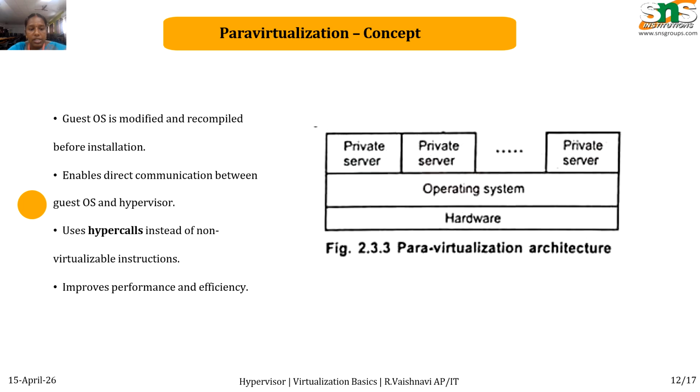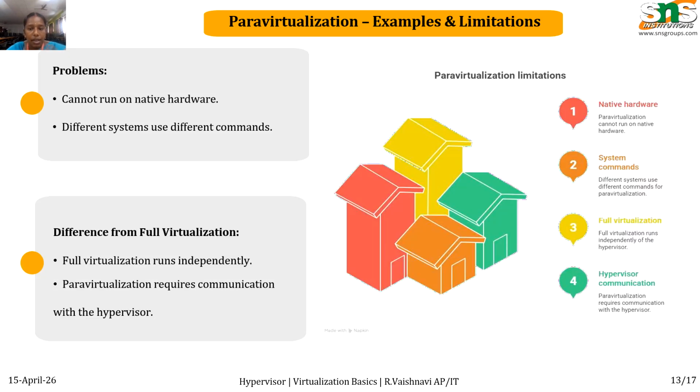And then para virtualization: the guest OS is modified and recompiled before the installation. It enables direct communication between the guest OS and the hypervisor, and it uses hypercalls instead of non-virtualizable instructions. It improves the performance and efficiency. The para virtualization examples and the limitations: it cannot run on the native hardware. Different systems use different commands. The difference from full virtualization: full virtualization runs independently. The para virtualization requires communication with the hypervisor.